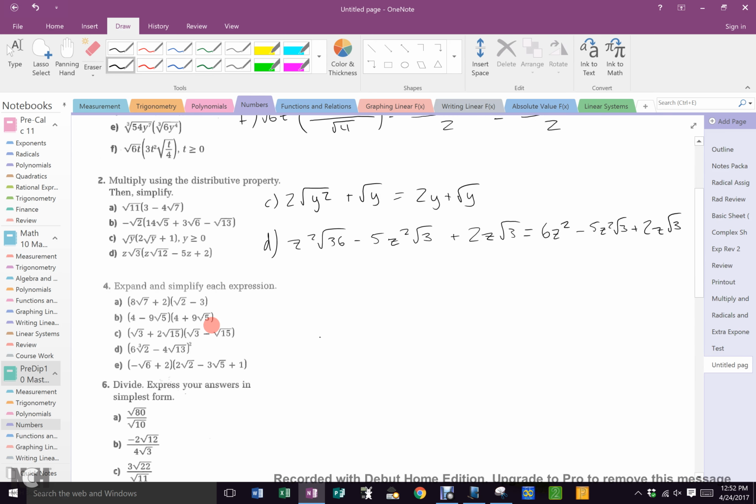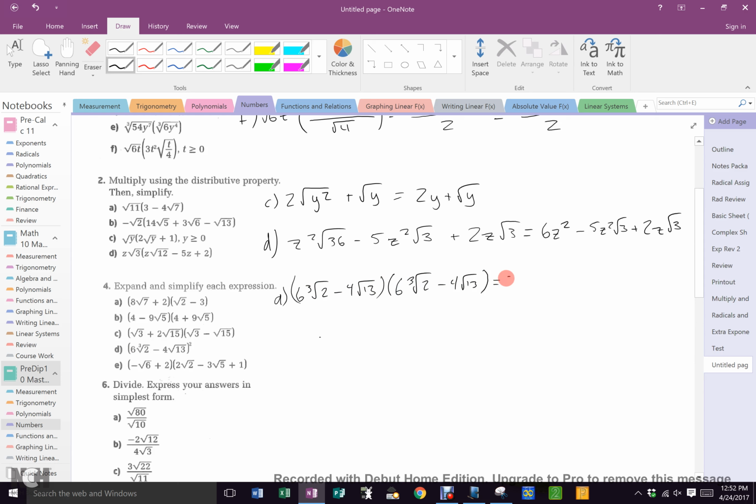Expand and simplify. These are all FOIL. So I'm just going to do, I guess I'll do D and E because E is a triple. Oh, and that's got a cube in it. Yeah, so we'll do that one. 6 cube root 2 minus 4 root 13 times 6 cube root 2 minus 4 root 13.